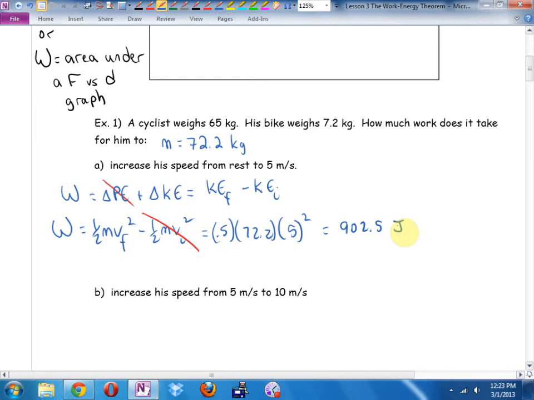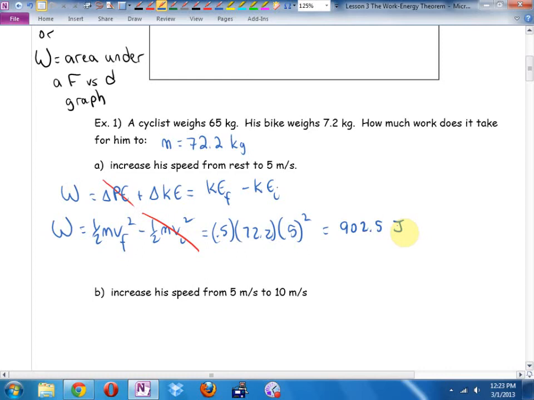Hey, where'd that energy come from? His food, his muscles. Yeah, the biker. And where'd he get it from? Food, chemical energy stored as food. Okay. What did he increase his speed by? By how many meters per second? 5. Take a look at B. What's he increasing his speed by? By how many meters per second? I wonder if the answer will be the same.